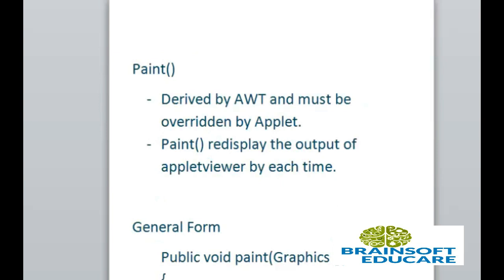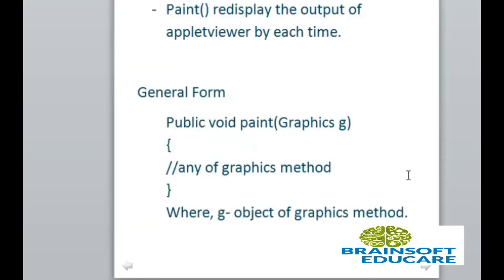Paint method is used to draw a string or draw some shapes like rectangle, circle, etc. Paint method is derived by AWT and must be overridden by applet. Paint method redisplays the output of applet viewer each time. Let's check the general form of paint method.